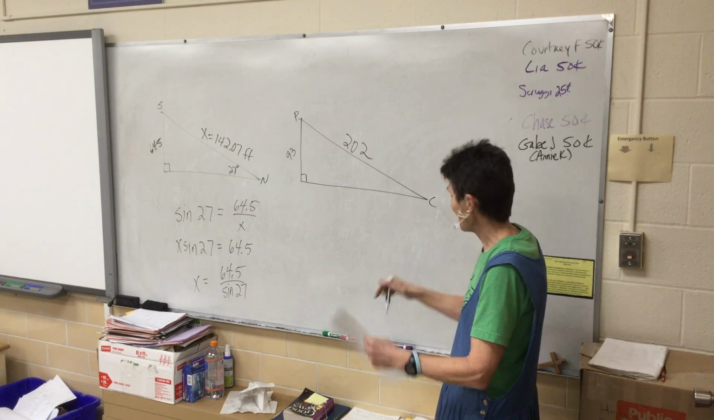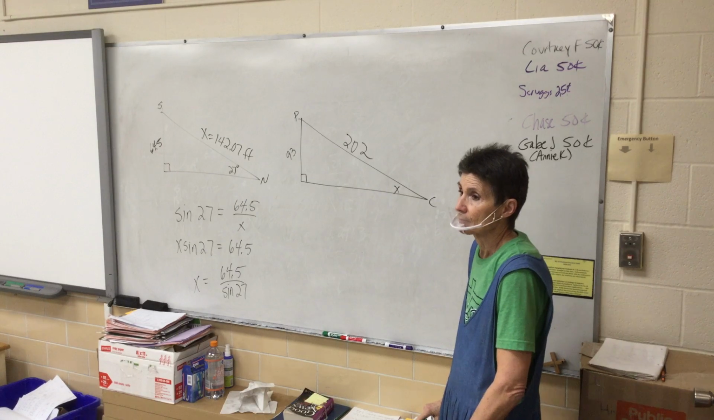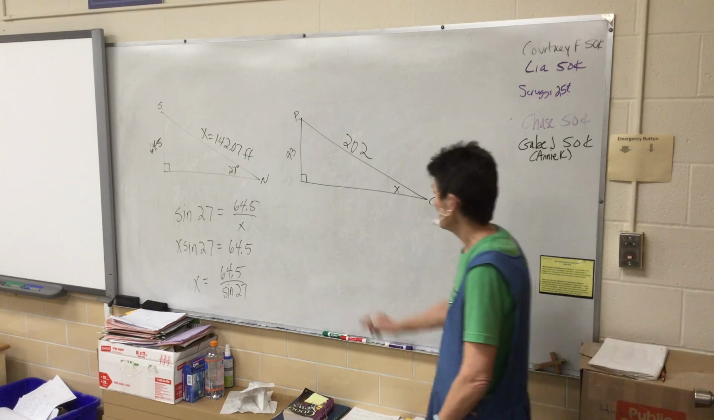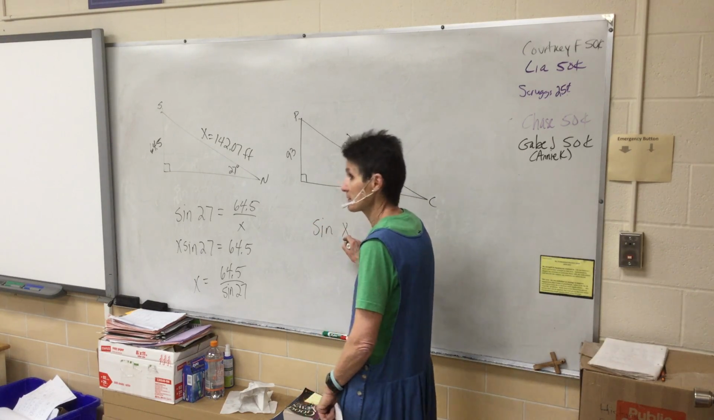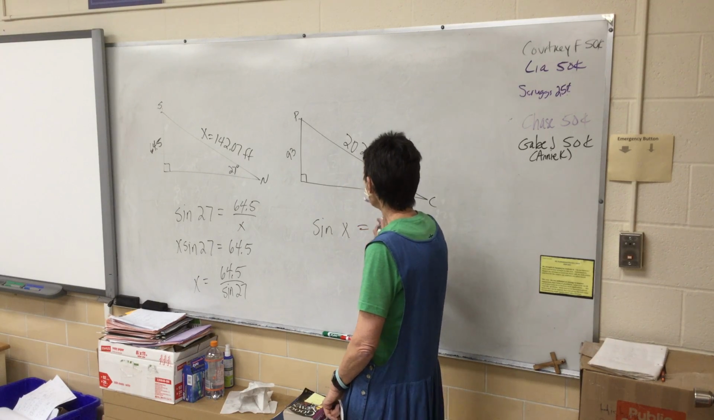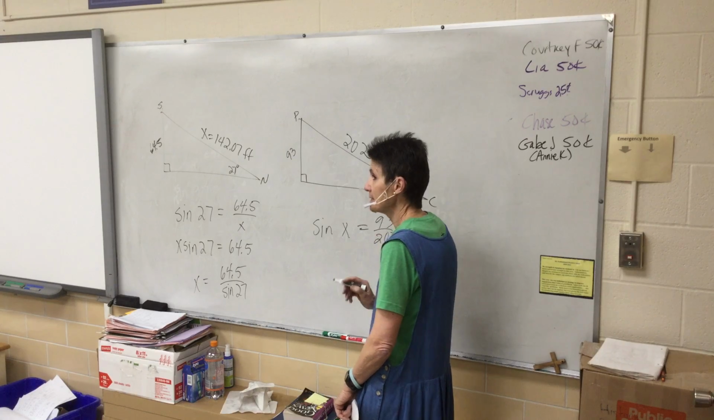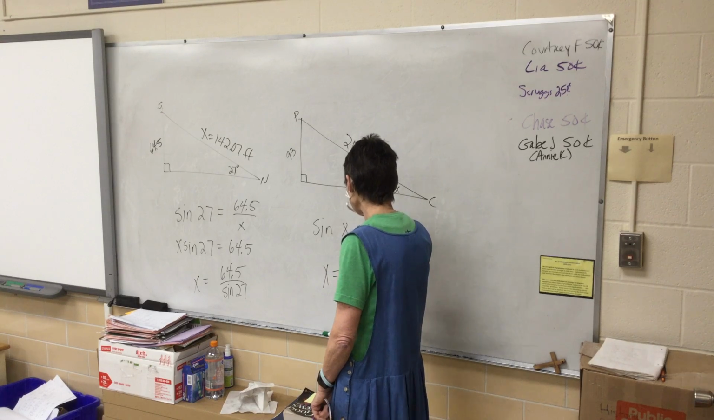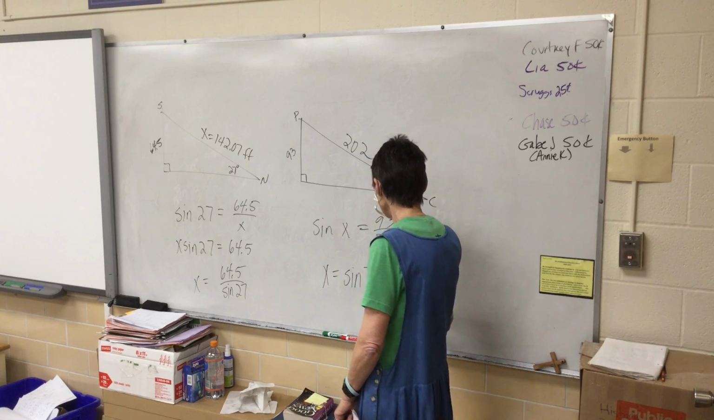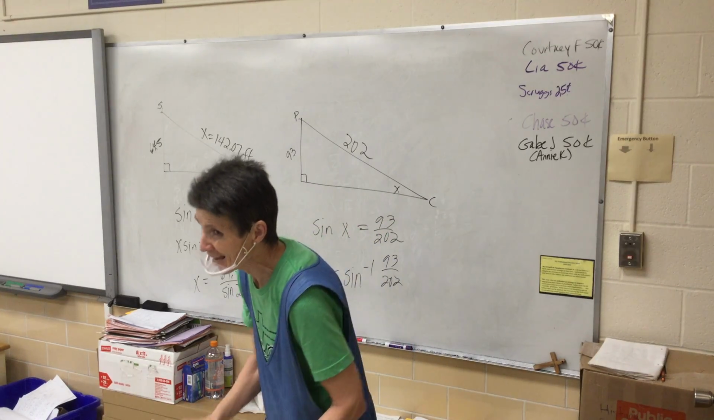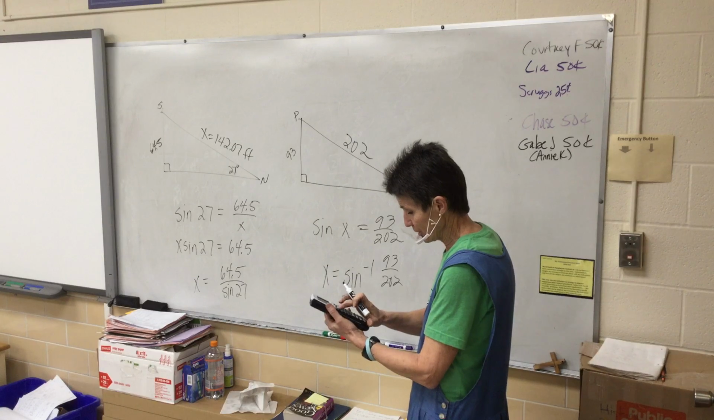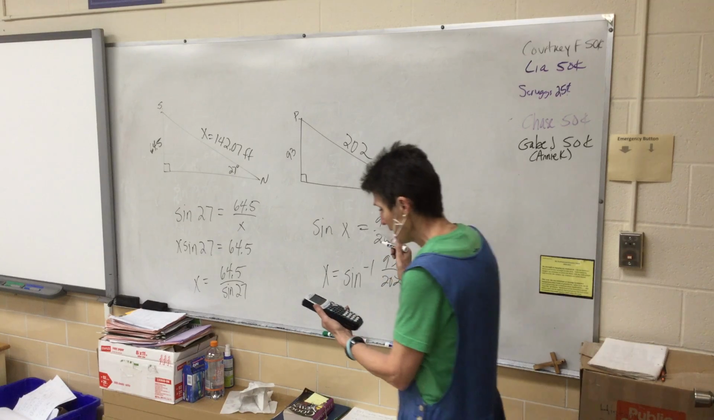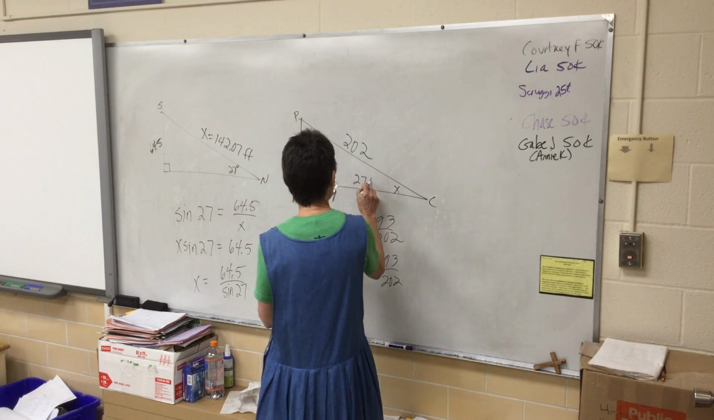What am I looking for? The angle. Is this another sine? Yeah. But this time it's sine x equals 93 over 202. Now some of you are already typing, which is awesome. What are you typing? X equals second sine 93 over 202. Anytime your angle is the x, you're going to do second something. In this case, it's sine. And the angle is 27.41 degrees.